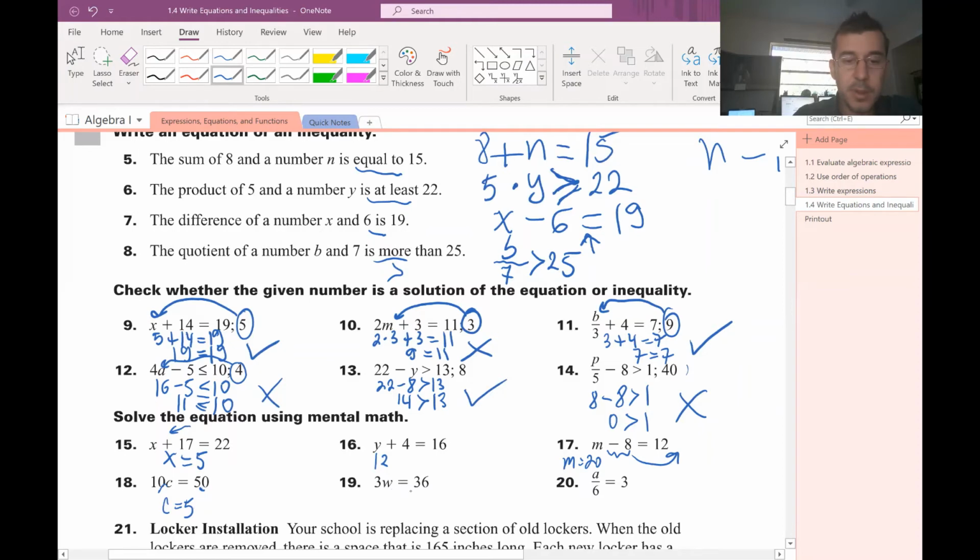Here, there is a multiplication between 3 and w. So when 3 goes on the other side, it's going to divide. So w becomes 12, right? Because 36 divided by 3 is 12, or 3 times 12 is 36. 20. 6 is dividing here. On the other side, it's going to multiply. So 3 times 6 is 18. So a is 18, because 18 divided by 6 is 3, or 3 times 6 is 18. Okay.